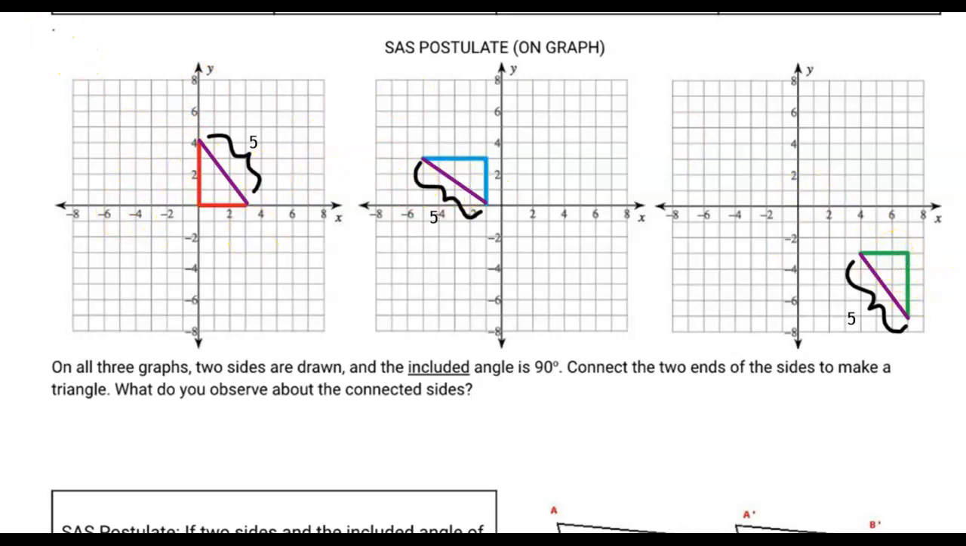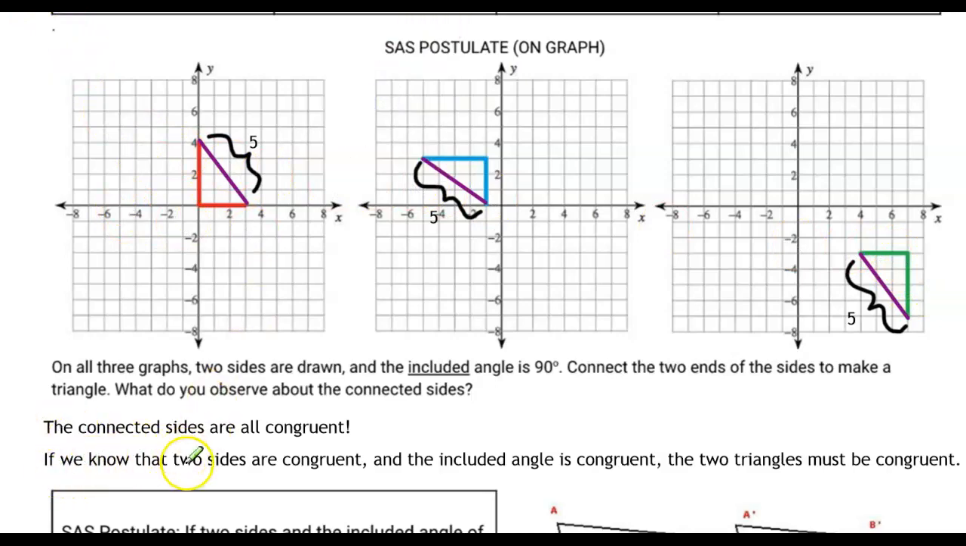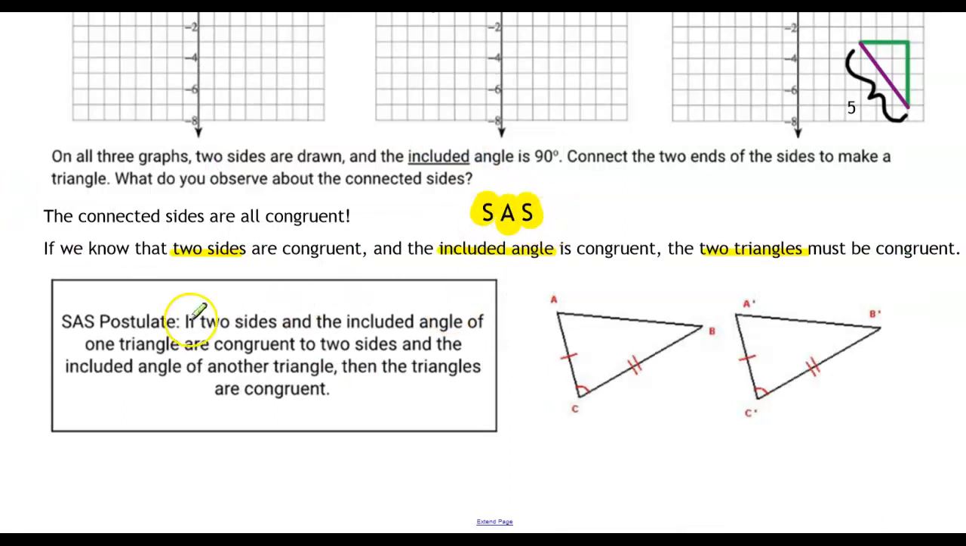So here's our conclusion. The conclusion is this. If we know that two sides are congruent and the included angle is congruent, then the two triangles must be congruent. So we're able to prove two triangles are congruent using two sides and the angle between them. If I wanted to spell that out using letters, the two sides and the angle between them, SAS. Fantastic. Now that we know that information, let's take a look at what the SAS postulate definition is.